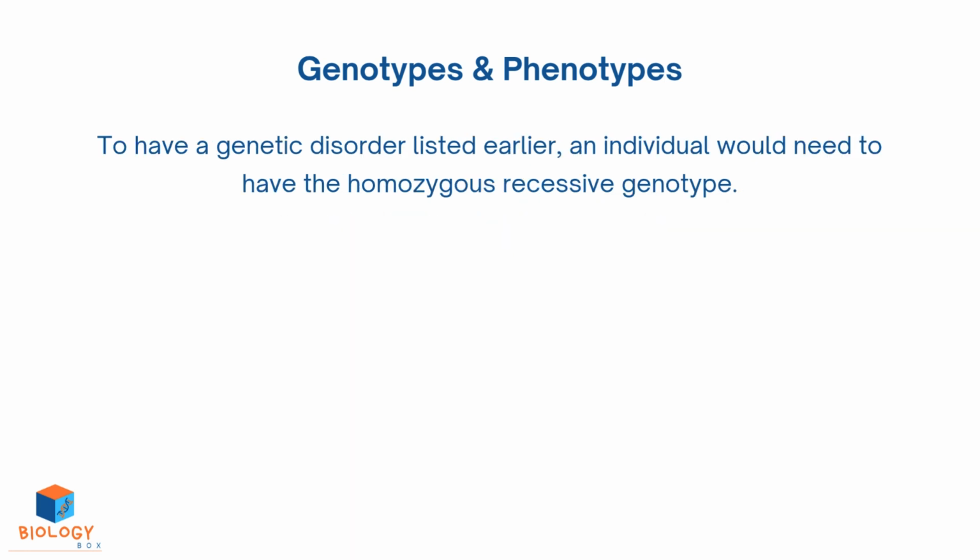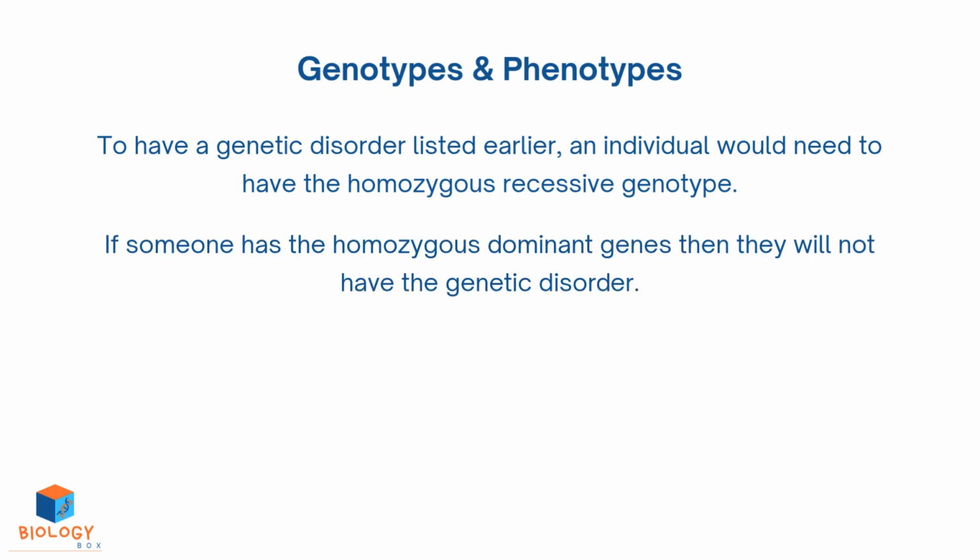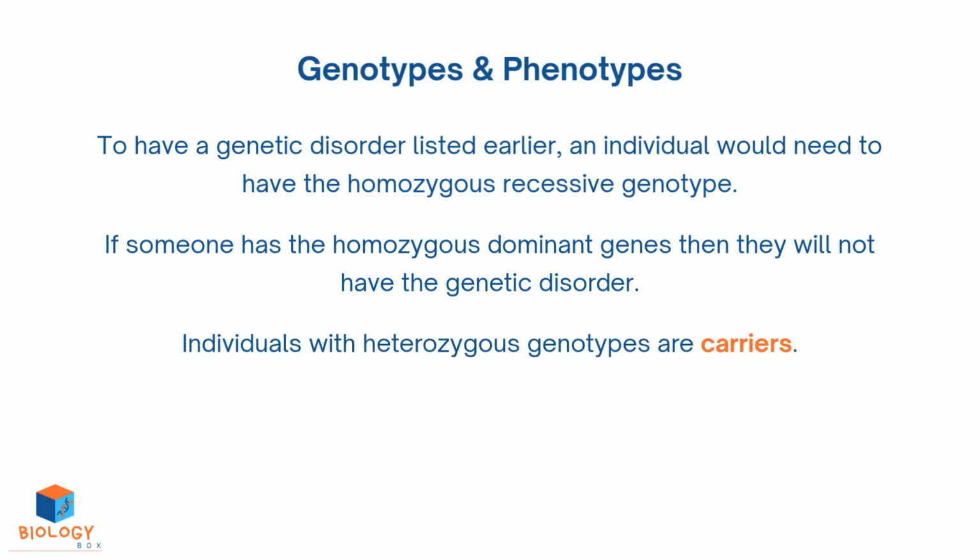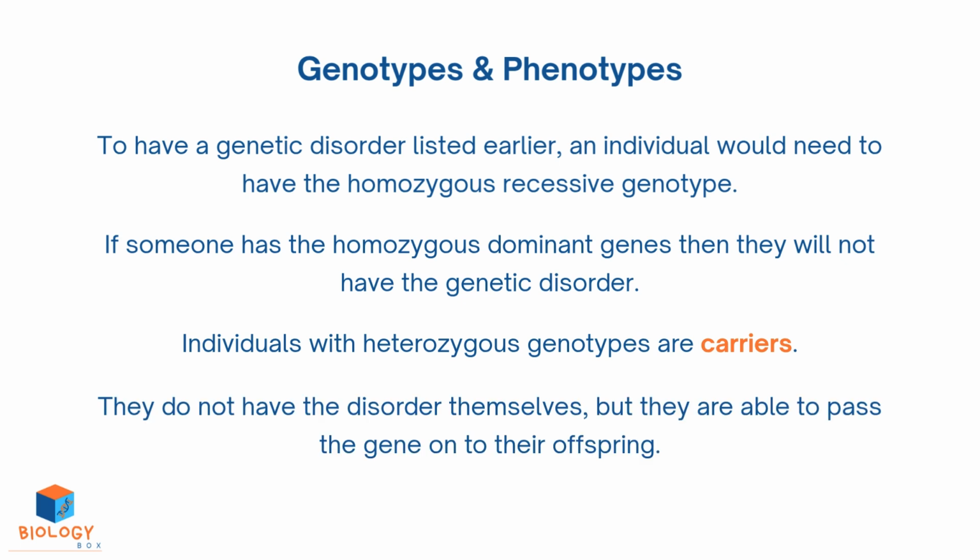To have a genetic disorder listed earlier, an individual would need to have the homozygous recessive genotype. If someone has the homozygous dominant genes, then they will not have the genetic disorder. Individuals with heterozygous genotypes are carriers. They do not have the disorder themselves, but they are able to pass the gene on to their offspring.